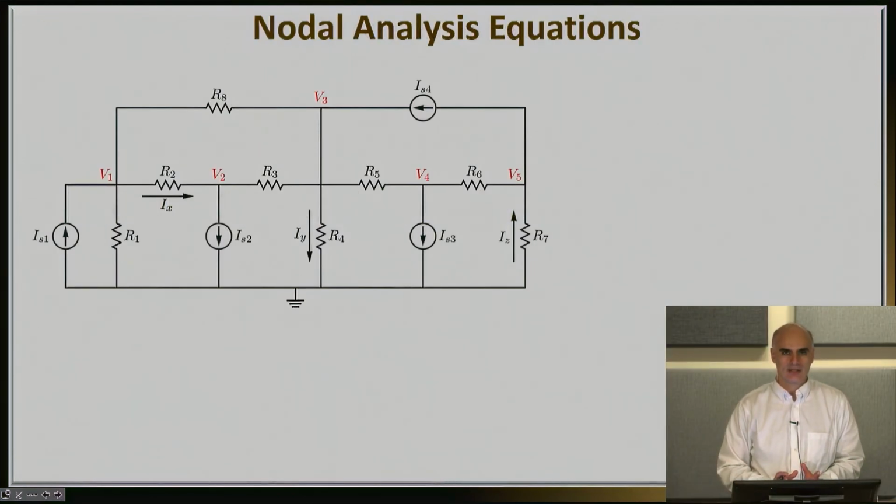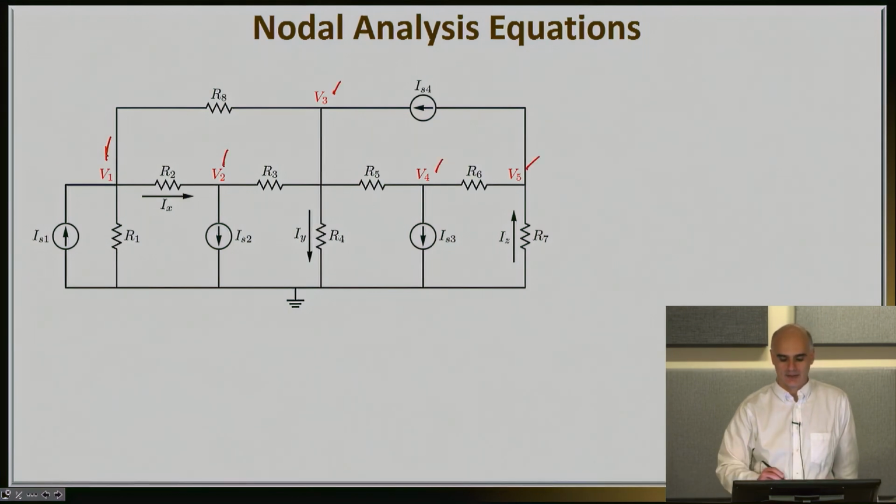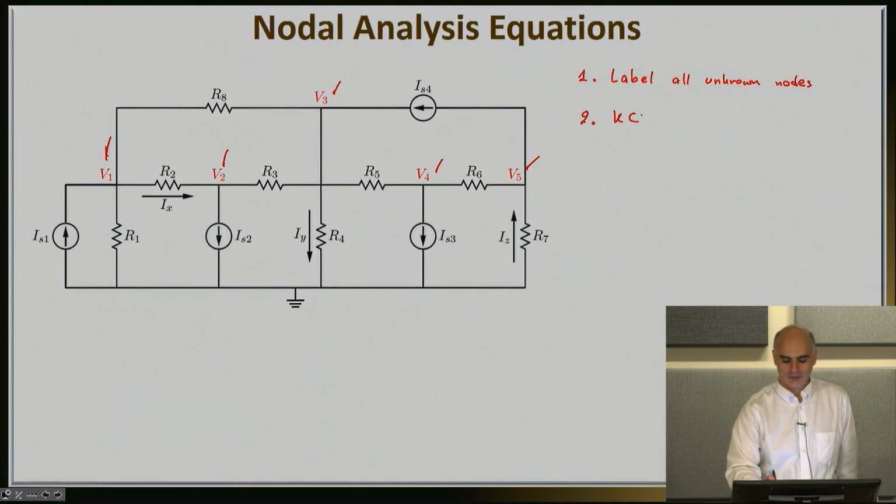In nodal analysis, we are attacking a circuit by literally first labeling all unknown nodes. This is the circuit I used in the previous video, and here you can see that I have labeled all my unknown nodes, V1, V3, V4, all the way to V5. So let me write the first step is to label all unknown nodes. Then the second thing that we did is we wrote KCL for every node.